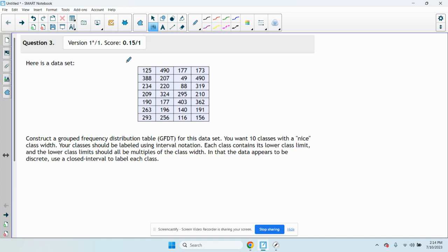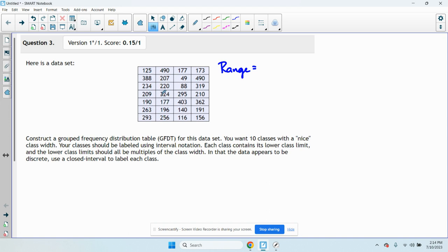Okay, so let's just run through this one together. This is question 3 from the problem set. The first thing we're going to do always with these is figure out the range. How much actual ground am I covering with the data? So that's going to be the highest value minus the lowest value.